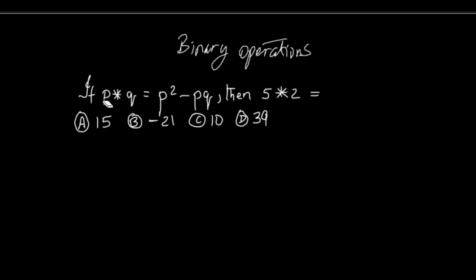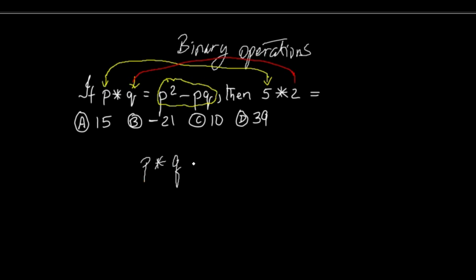Now, the instruction is saying if P star Q is equal to this instruction right here. This is the instruction. This is what we actually do to the 2 numbers that we have. All right. Now P is the first number before the star, and Q is the number appearing after the star. So it's basically the number that we're seeing here, 5 appearing before the star, is now taking the place of P. And the 2 that we have right here is taking the place of Q because it comes after the star. All right, so simple as that. So let's write it out. We have P star Q being equal to P squared minus PQ.